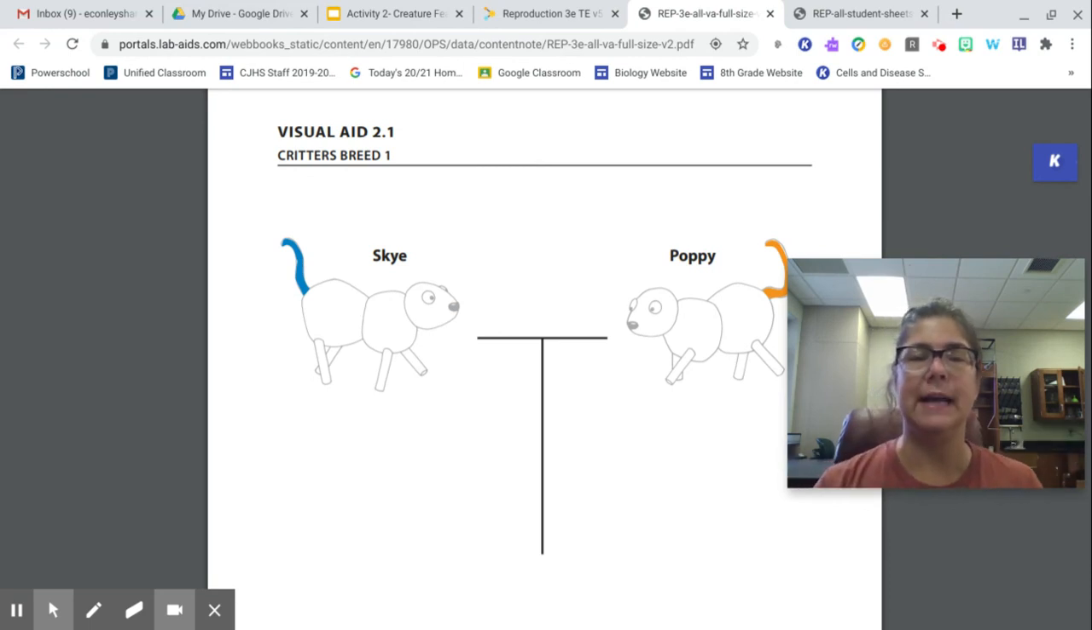So in this visual aid, you can see Sky, the blue-tailed, mating or reproducing with Poppy, the orange-tailed, and the line will signify the offspring that they produce.